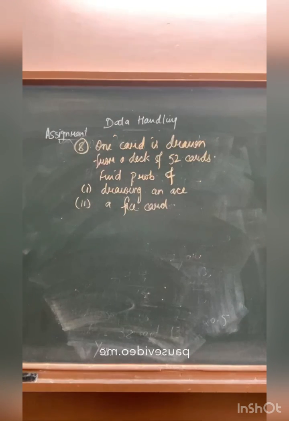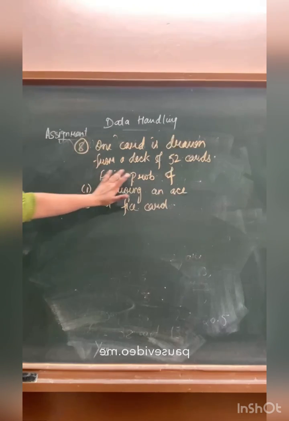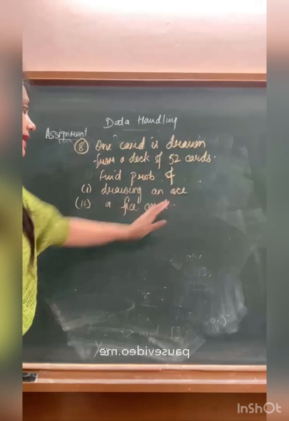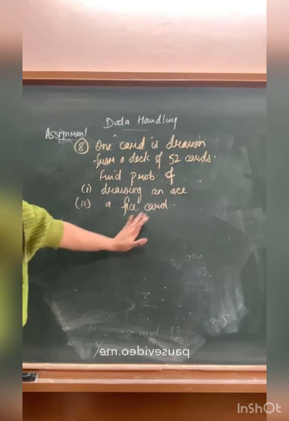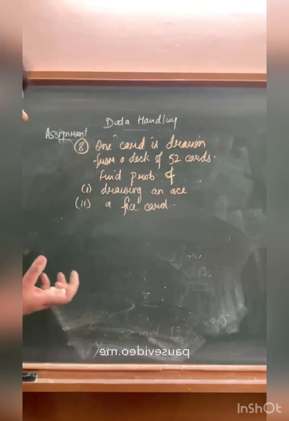Now see question number 8. One card is drawn from a deck of 52 cards. Find the probability of drawing an ace and a face card. Now students, here in this question they are talking about the cards, right? The cards you all must be knowing. There are 52 cards in a deck of cards.